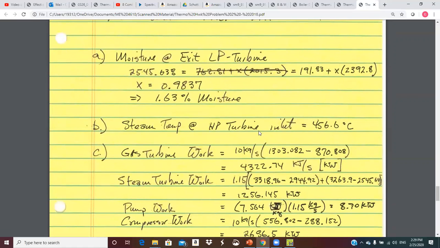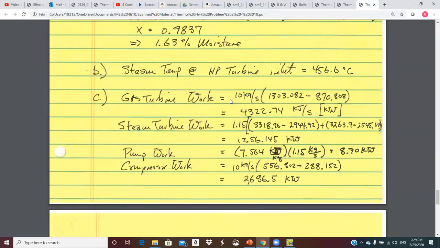Steam temperature at high pressure turbine, 456.6. Gas turbine work, 10 kilograms a second times the enthalpy difference across the gas turbine comes out, what, 4322. That's kilojoules per second, which is kW. Steam turbine, there's your mass flow, enthalpy difference across the first expansion and then the second expansion, 1256. So total power is the sum of those.